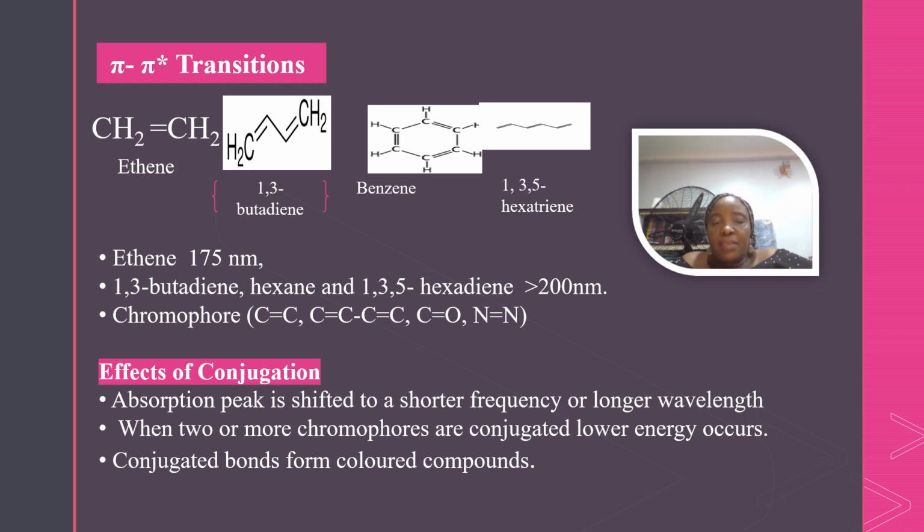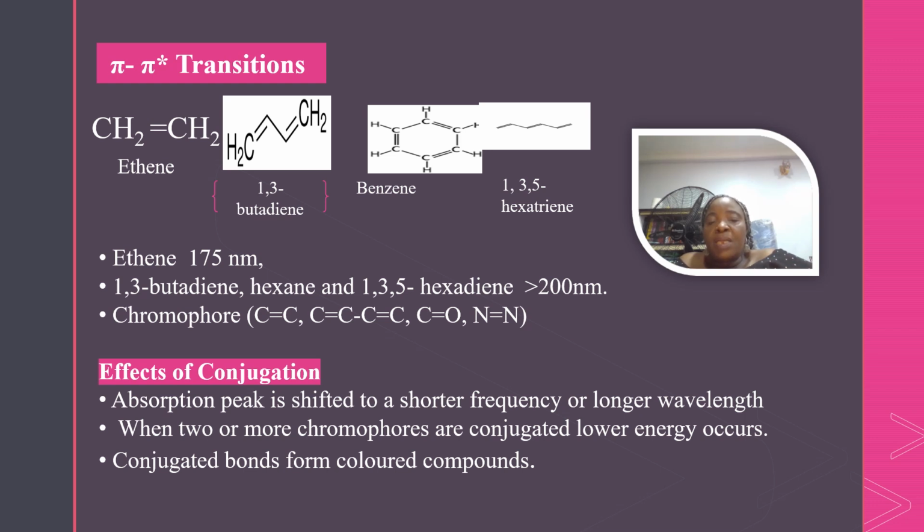Pi to pi star transitions. We have examples: ethene, 1,3-butadiene, and 1,3,5-hexatriene. We also have benzene as an example here. Here, an electron transitions from a bonding pi orbital to an anti-bonding pi star orbital. These are observed for compounds that have conjugated double bonds, like ethene, 1,3-butadiene, benzene, and 1,3,5-hexatriene.